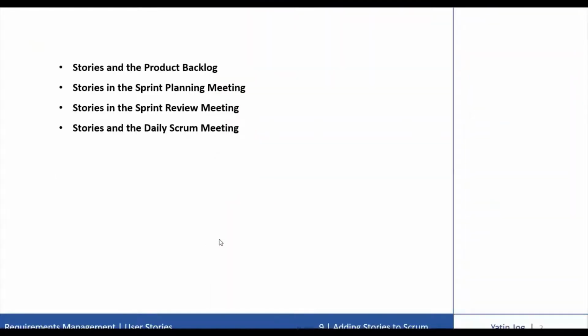So in this case, we are going to discuss 4 important points because these are the 4 key aspects of any Scrum. Product backlog: we should have a product backlog list. So how to include stories in the product backlog. And then we have 3 key types of important meetings: sprint planning meeting, sprint review meeting, and daily Scrum meeting. So how to include stories in the sprint planning meeting, sprint review meeting, and daily Scrum meeting. So first is stories and product backlog.